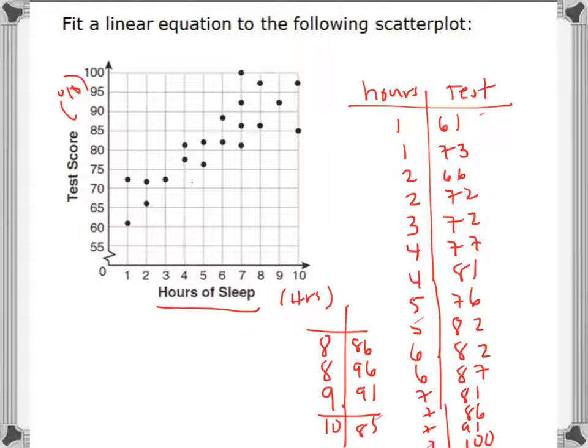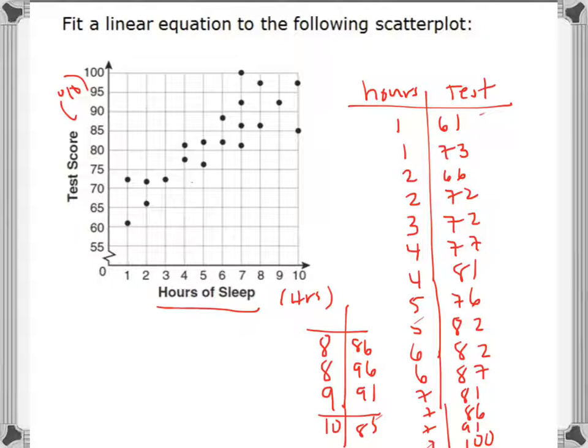I sort of chose one that wasn't the best because it had tons of points on it, but that's okay. I wrote all the information down. So for one, there's someone who had 1 hour of sleep and they scored a 61, and someone who had 1 hour of sleep and scored a 73, and so on. There's someone who got 10 hours of sleep and scored an 85, but for the most part it looks like there's a positive association here.